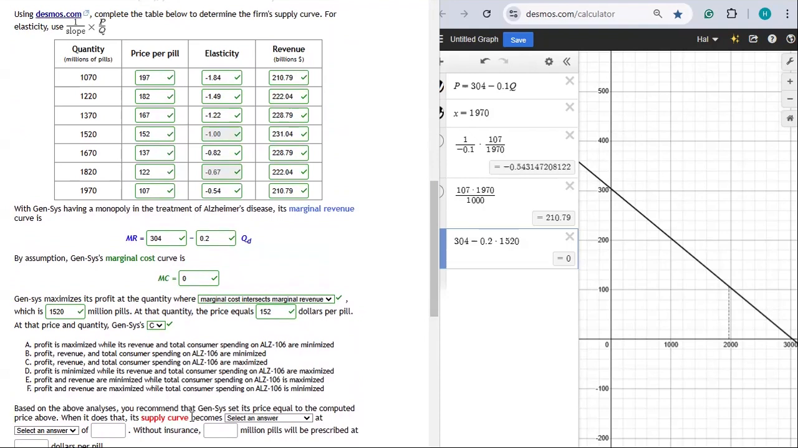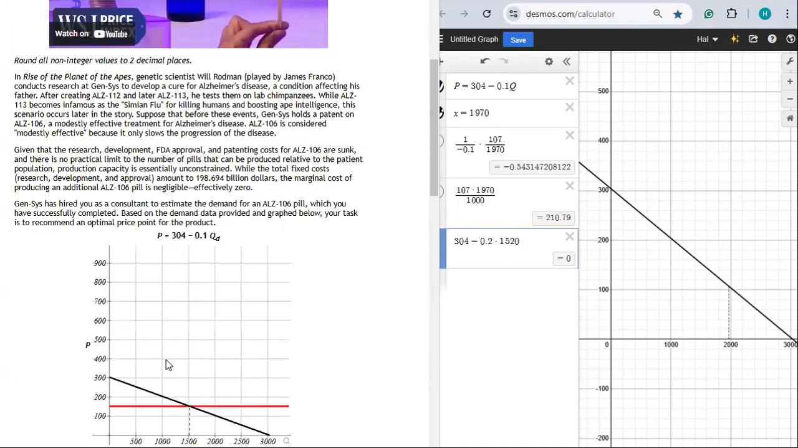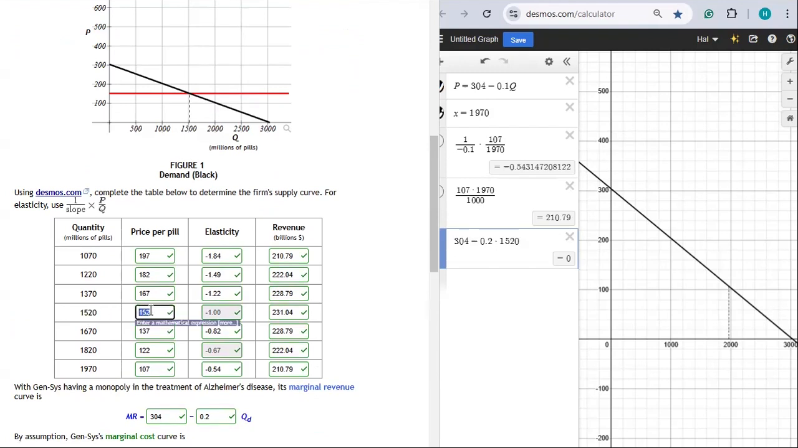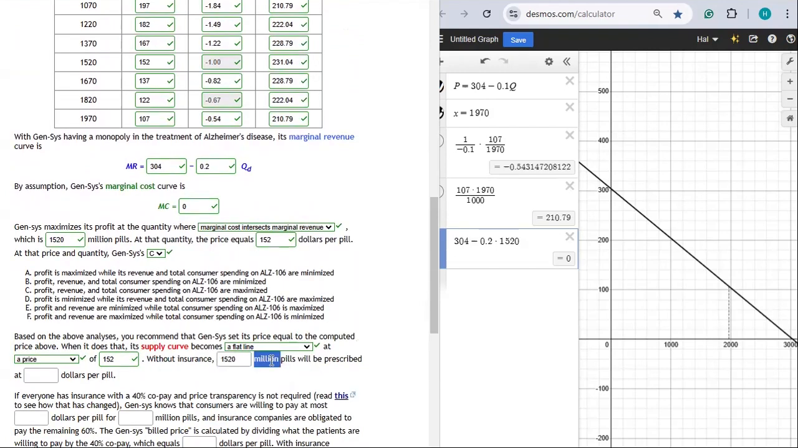Based on the analysis, you recommend that Genesis set its price equal to the computed price above. Its supply curve automatically becomes a flat line at a price of 152. When I pressed enter, it erased everything but the demand curve and a perfectly elastic supply curve. And this perfectly elastic supply curve crosses demand at the price 152 and at a quantity of 1,520. This point. Without insurance, 1,520 million pills will be prescribed at a price per pill of $152.